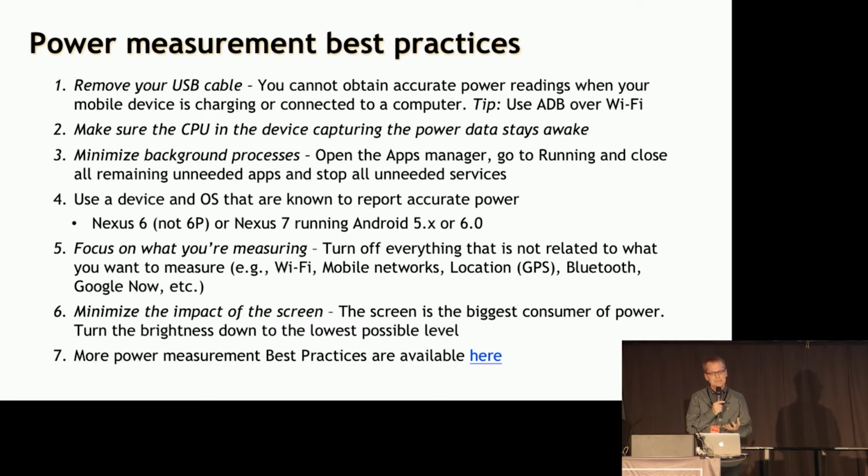The other nice thing is I've uninstalled all the apps on it, so there's not much running in the background. It gives me a much better idea what's really happening. Turn off everything you don't need. That was a recommendation that GameBench mentioned as well. Normally I'll put it in airplane mode and then turn on Wi-Fi and turn off everything else I don't need. Minimize the screen if you can. I'll run it at the lowest possible level, and then there's a link to a ton more best practices.